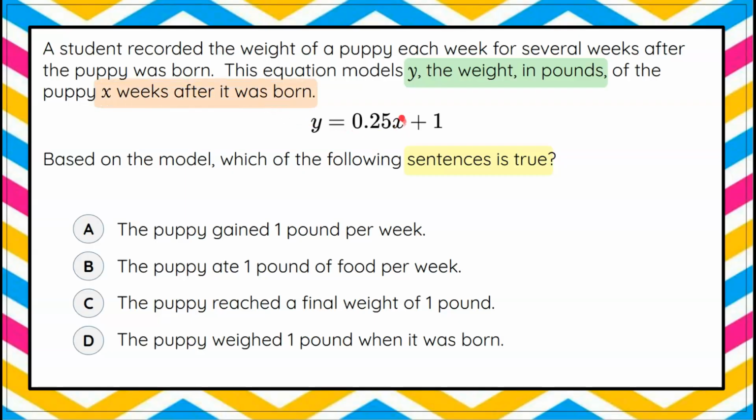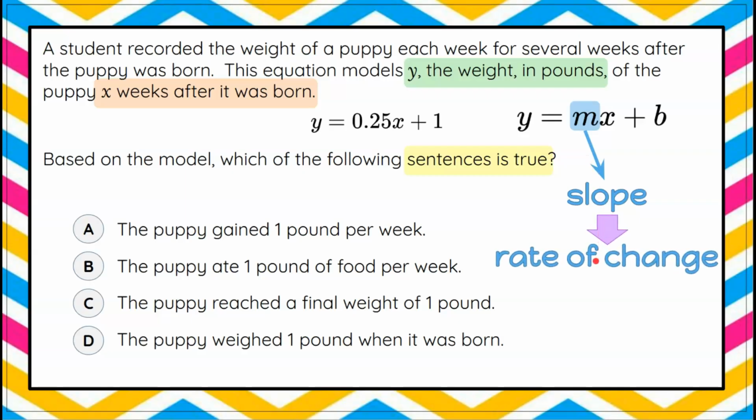So if I replace x with 1, that represents 1 week. So if I do the math, that will tell me y, how much the puppy weighed at 1 week old. If we replace it with 2, it will tell me how much the puppy weighs at 2 weeks old. When I look at this linear model, I see that it's written in slope-intercept form, where m represents the slope of the linear model. We know that slope tells us the rate of change.